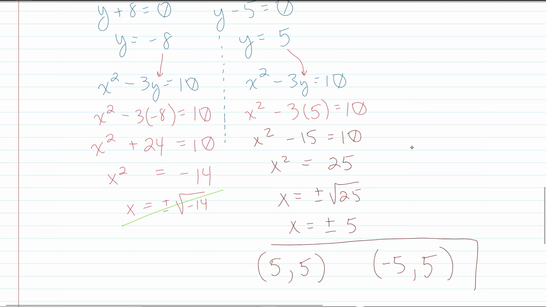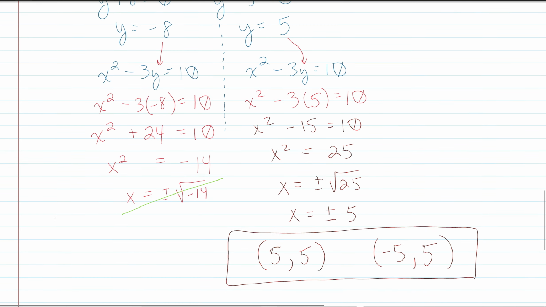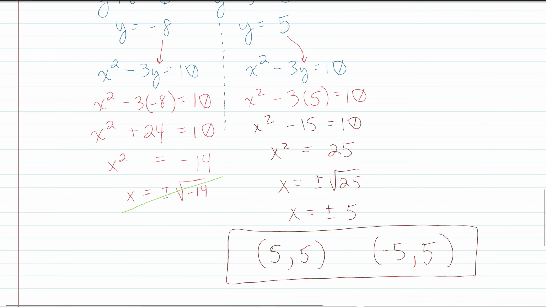So the solution to this system of nonlinear equations is (5, 5) and (-5, 5), right? This is where those two equations, if graphed, intersect.